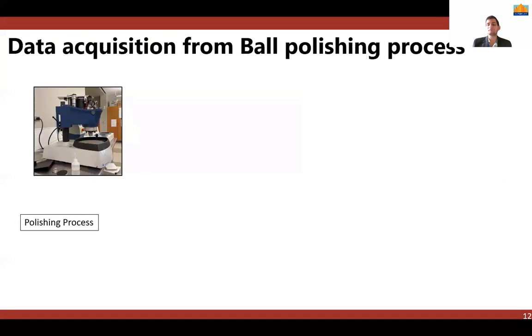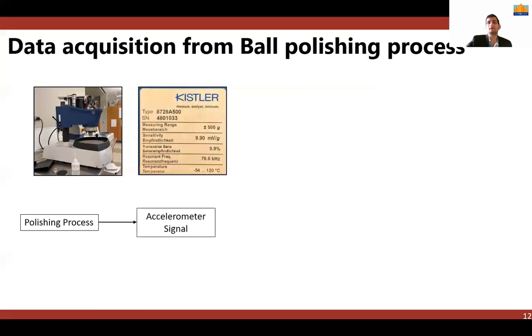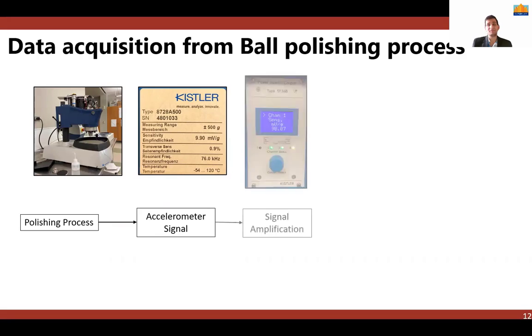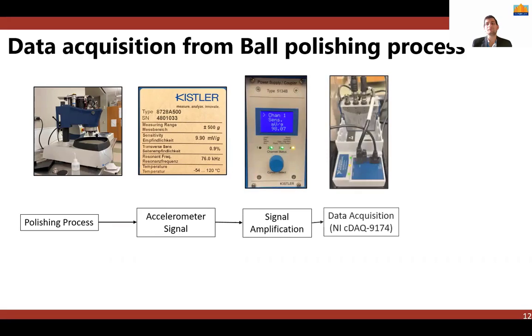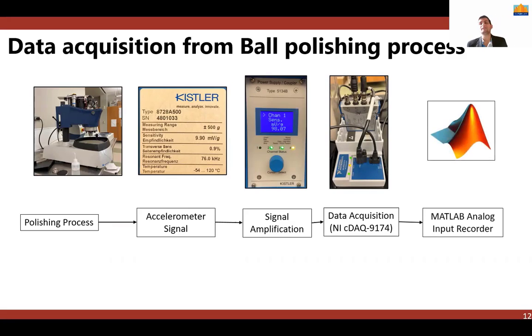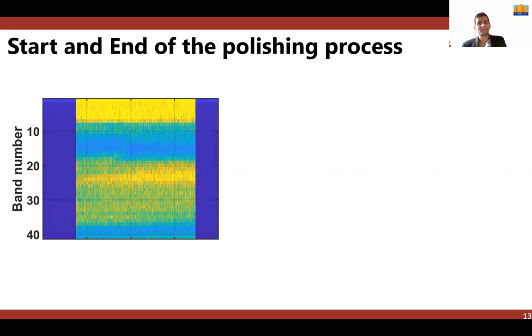The data for the polishing process is acquired through the following steps. During the polishing process, the accelerometer signals attached to the polishing machine are amplified and downloaded to the local computer through a data acquisition system. The local computer receives the data in the MATLAB analog input recorder. To detect anomalies in the acquired signal, a data frame is developed for the classifier in our model based on the spectrogram. We consider the anomaly to occur between the start and the end of the process.